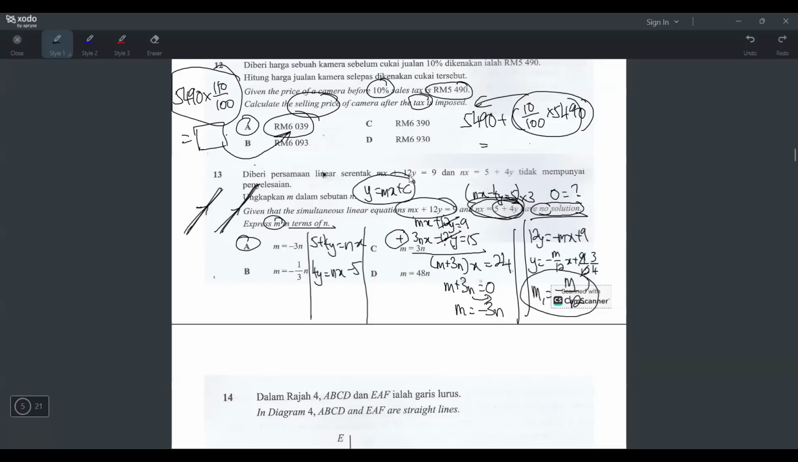Kenapa nak jadi y single? Sebab you nak tukar jadi mx plus c kan? Sebab you nak baca you punya gradient. So bahagi 4, bahagi 4, bahagi 4. So n over 4x bahagi 4 negative 5 over 4. Okay, sudah boleh nampak gradient dia.